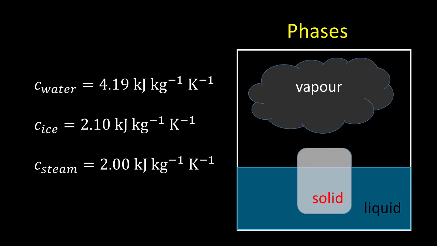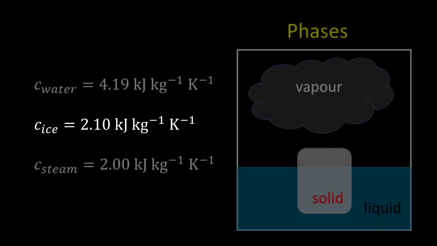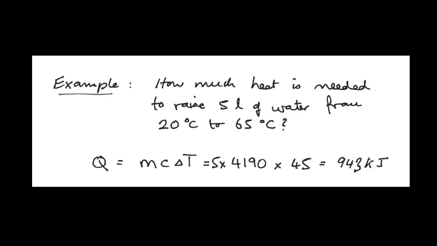Ice, which is the solid phase of water, has specific heat 2.10 kilojoules per kilogram per Kelvin, and steam or water vapor has specific heat 2.00 kilojoules per kilogram per Kelvin. Here are a couple of examples.